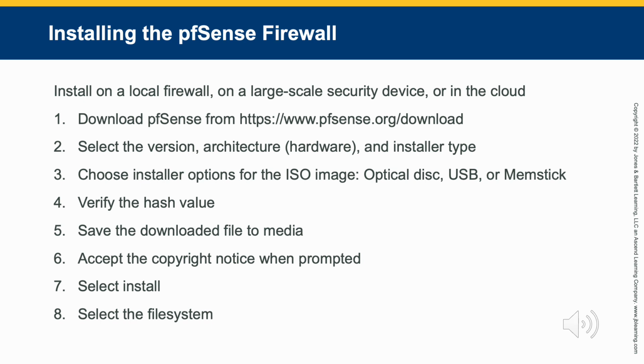Installing the pfSense firewall application. Install on a local firewall or on a large-scale security device or in the cloud. Download pfSense at the URL. Select the version, architecture, hardware, and installer type. Choose installer options for the ISO image, an optical disk, USB, or memory stick. Verify the hash value. Save the downloaded file to media. Accept the copyright notice when prompted. Select install and select the file system.